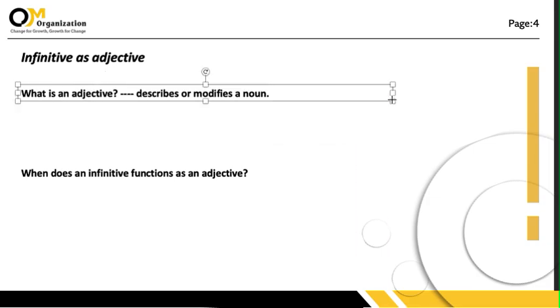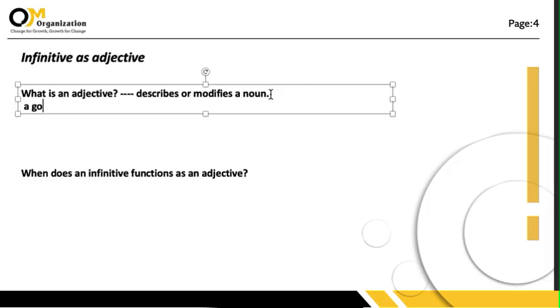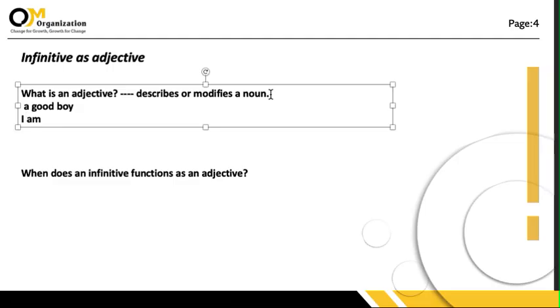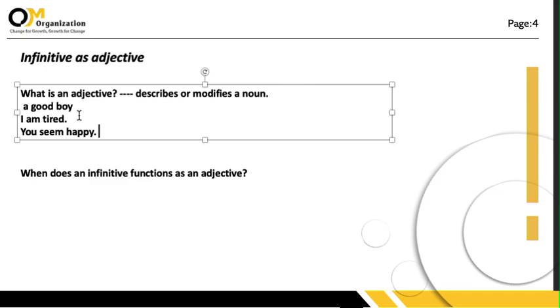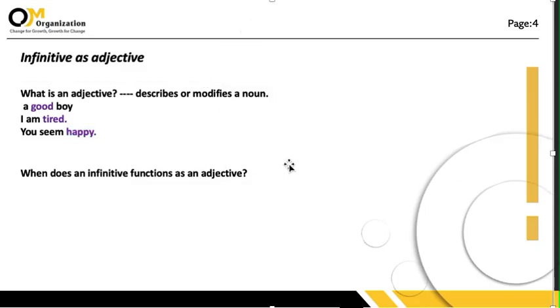There's no difference between describes and modifies. Here, modifies means changing something a little. For example, I can give you a lot of examples. A good boy. I can say I am tired. Or I can say you seem happy. Right? So if I explain, good here describes the noun boy. Tired here describes me. Happy here describes you. Again, good describes the boy, tired describes me, I, happy describes you. So that is why we call them, well, it modifies the noun which is there.